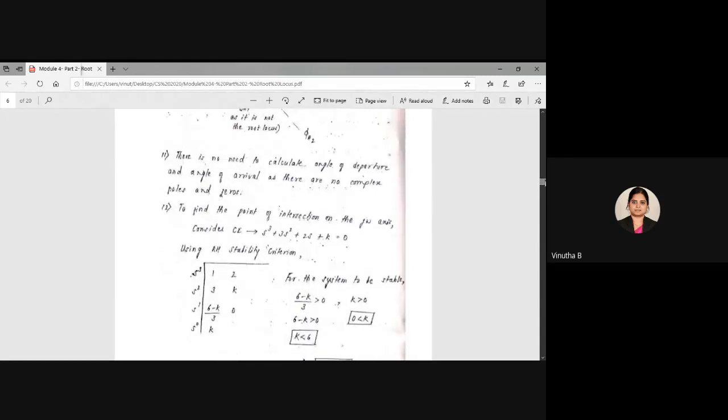So how do you find that step out? To find the point of intersection on the j omega axis, you have to consider the characteristic equation. We have already computed that when we were finding out the breakaway point. We have arrived at this equation already, so you need not redo it. You can straight away write down that expression here and equate that to 0.